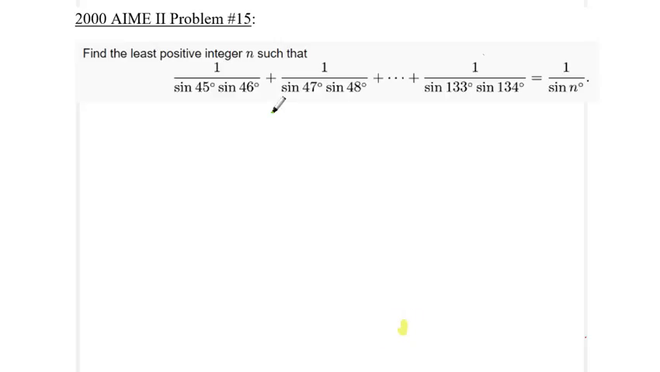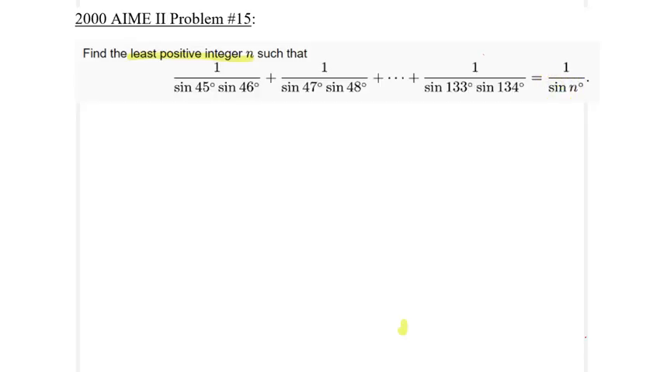Hello my friends, in this video we will be going over 2000 AIME 2 problem number 15. Here's a view of this problem. We would like to find the least positive integer n for which the left hand side summation expression is equal to 1 over sine n.